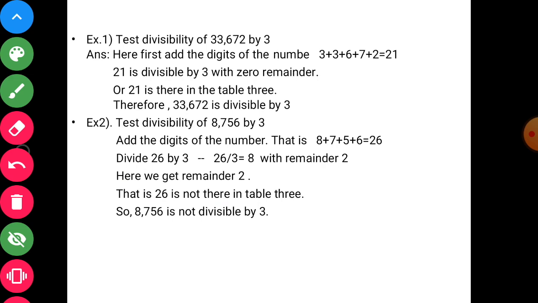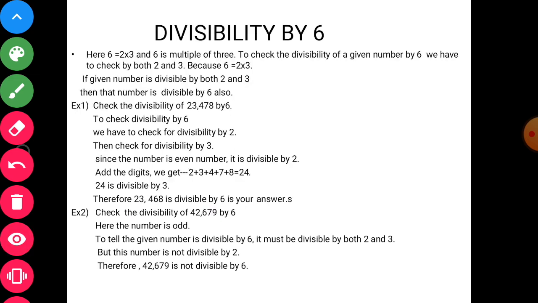Okay. Now let us move to divisibility by 6. Here 6 is equal to 2 into 3. All of us know, 3 twos are 6 or 2 threes are 6. And 6 is a multiple of 3 also, and 6 is a multiple of 2 also. Looking at 2 into 3 equals 6, we can understand that 6 is a multiple of 2 as well as a multiple of 3. Here I have written only 3, you can add 2 also.